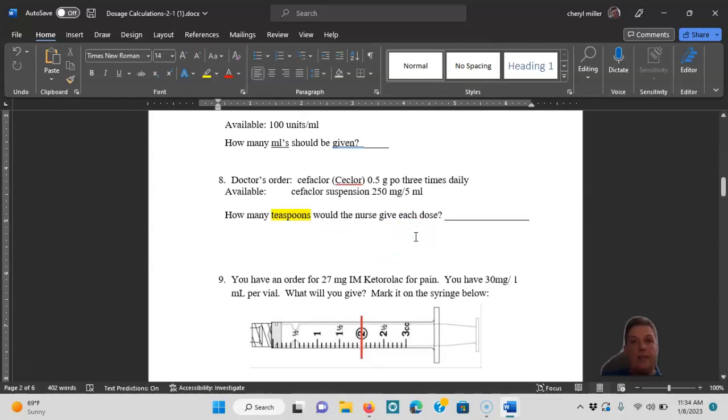So if I think about this, I've got to change this gram, times 1,000, would be 500. He wants 500 and I have 250 per 5 mils. So I would want to give 10 mils, but 10 mils isn't what they're asking for. They're asking for teaspoons. So I know that 5 cc's, 5 mils equals 1 teaspoon. I would be giving 2 teaspoons in this problem.